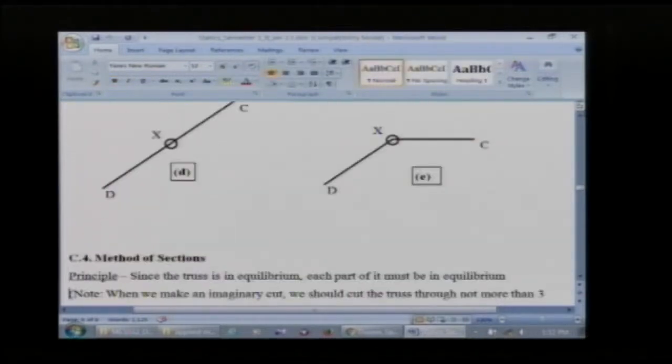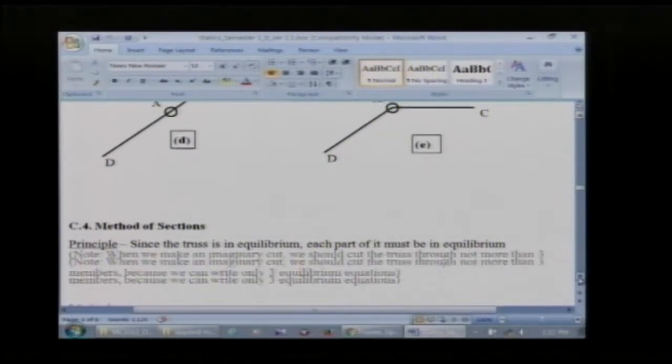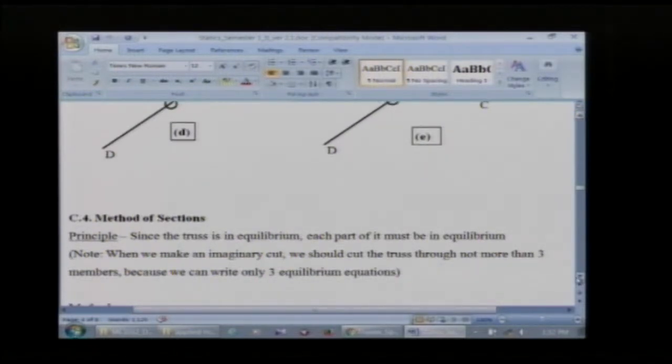Then this is what we are coming to, right at the bottom of that page, which you don't have right now. I gave it to you last time. This is the second main method of analyzing trusses. This is called the method of sections. First is the method of joints and this one is the method of sections.